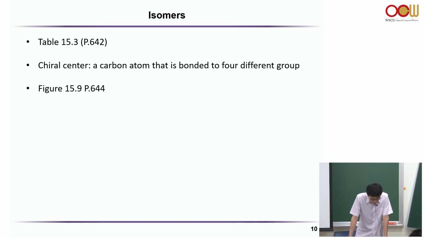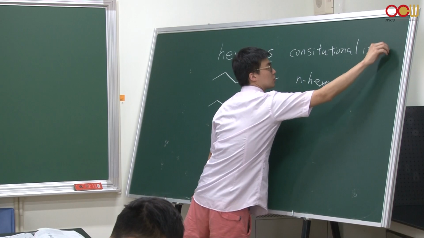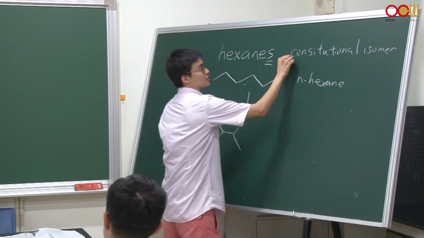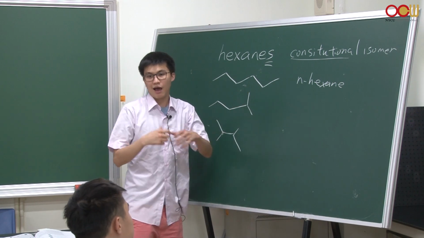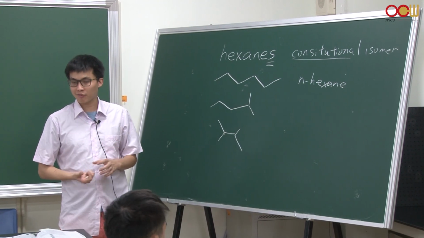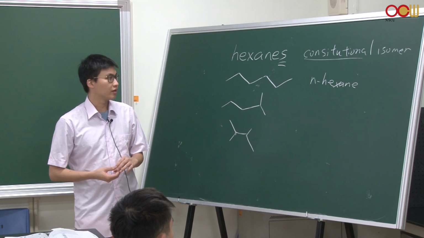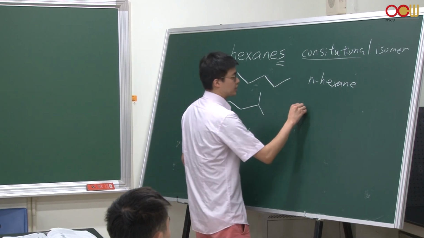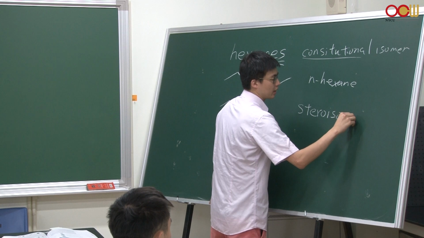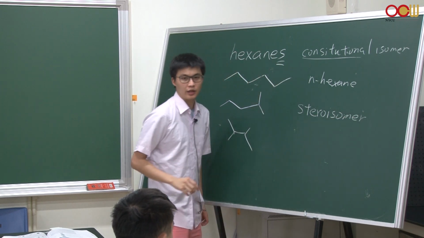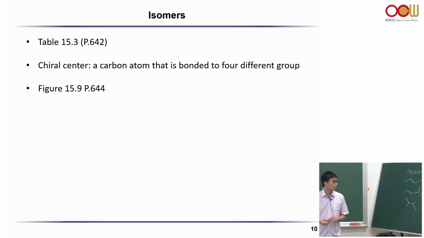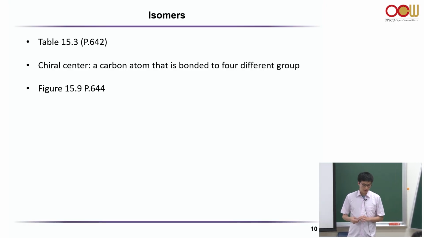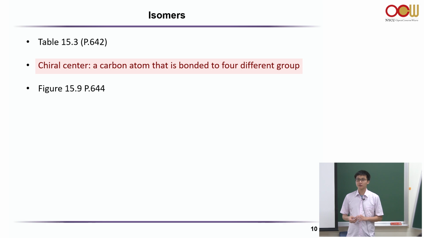Okay, so these are the constitutional isomers. Okay, so that means constitutional is what it consists of. Okay, so they have the same type of atoms and same amount of atoms. Okay, and the next type is the stereoisomer. And this will play a big part in organic chemistry. And we'll get to it in a little bit. For having a stereoisomer, you must have a stereocenter.